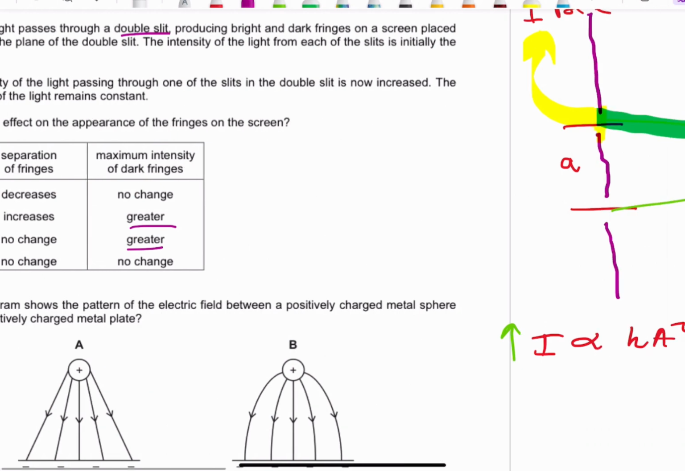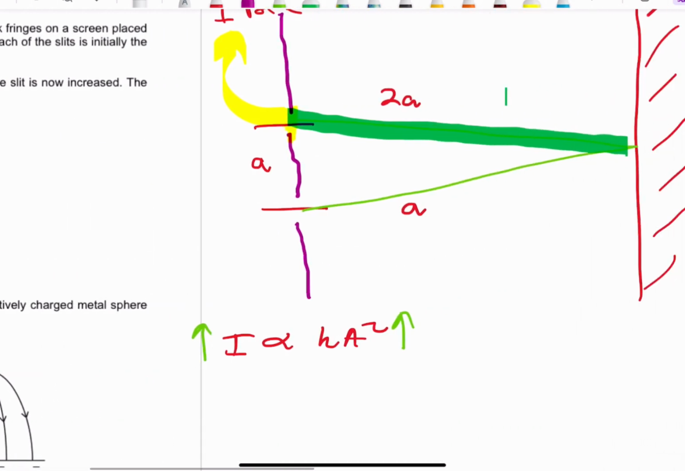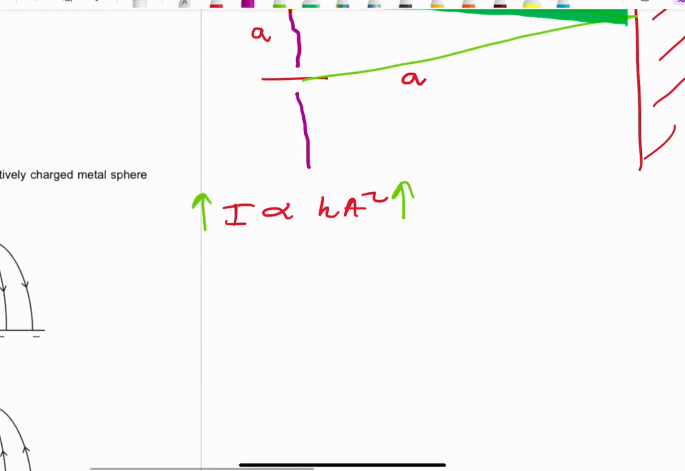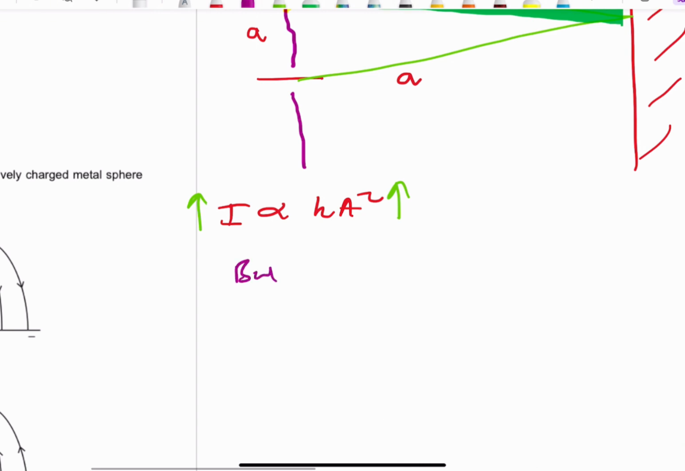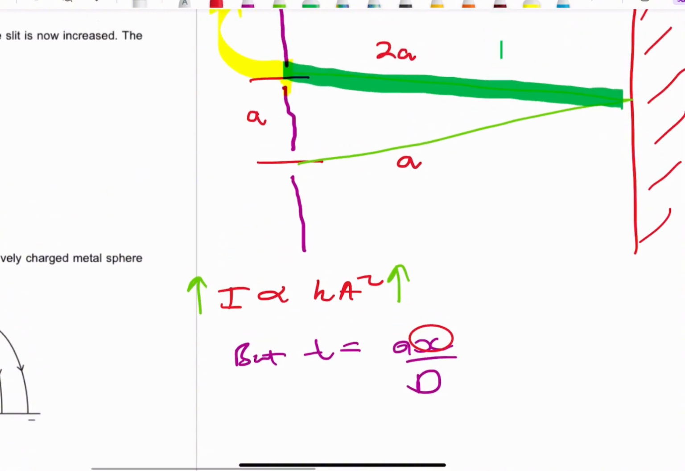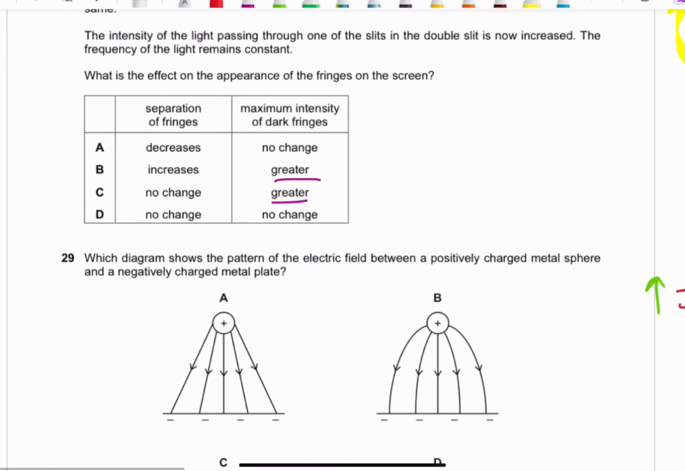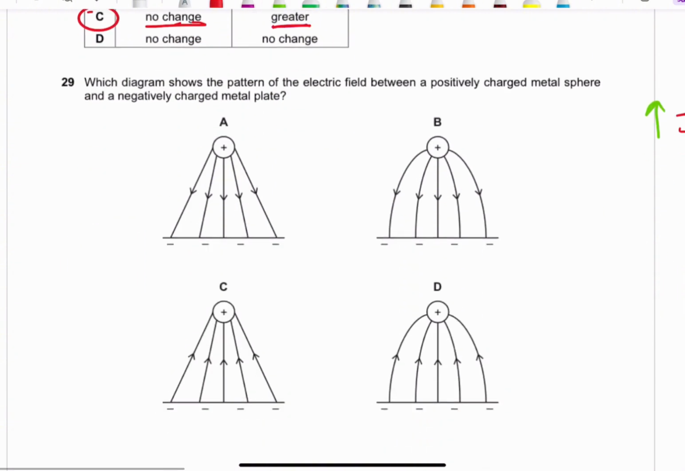But the separation of the fringes, guys, can only be altered by 3 things. We know that lambda is ax over D. The only thing that can change this value of x is this value of a or this value of D. But that's not changing. I'm changing the intensity of my wave. That's it. So the value of the separation will remain the same. There will be no change, but this will be greater. The answer will be C.